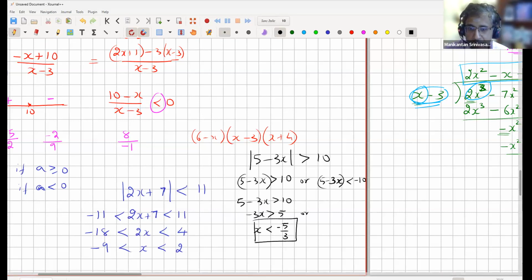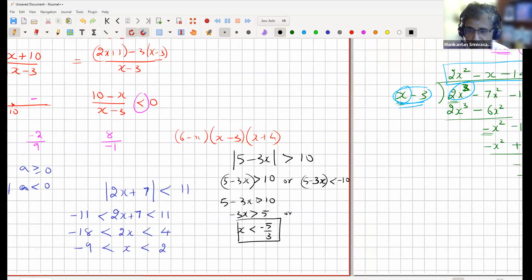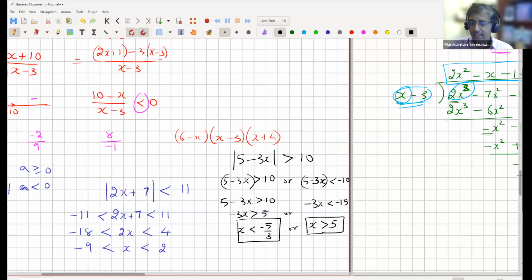Or, this one is 5 minus 3x is less than minus 10. So minus 3x is less than minus 10 minus 5, which is minus 15. Divide both sides by minus 3. Therefore, change sign. x is greater than 5. So the solution for this is x is greater than 5.